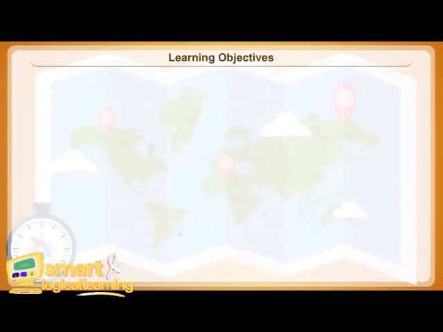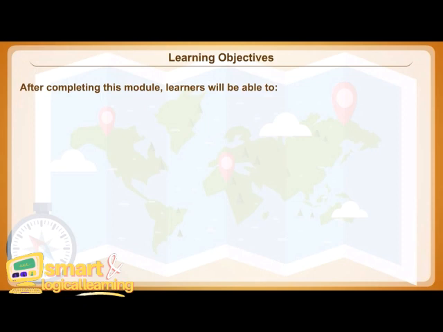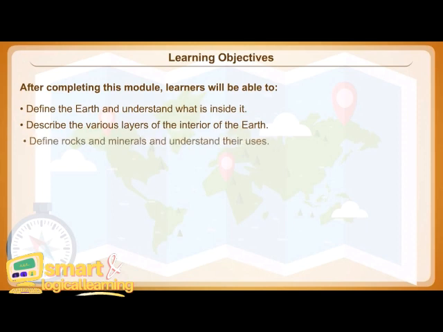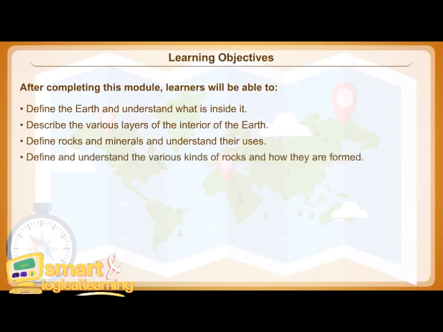Learning objectives. After completing this module, learners will be able to define the Earth and understand what is inside it, describe the various layers of the interior of the Earth, define rocks and minerals and understand their uses, and define and understand the various kinds of rocks and how they are formed.